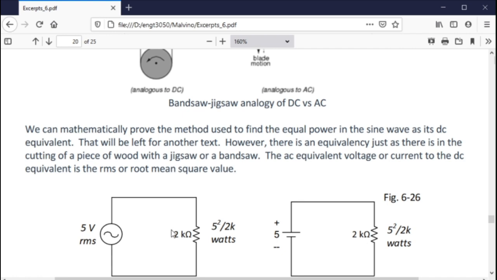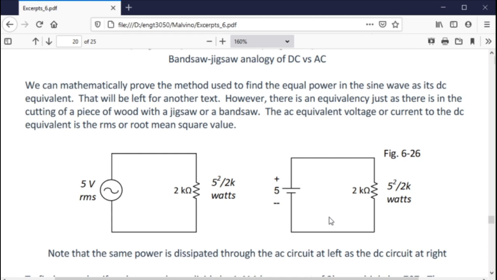Here we are having what? We've got so many cuts that we would have with a DC signal, which would be like the bandsaw, continuous, and here we would have the cuts with the up and down. And there is an equivalent between the two. Well, we're going to discover what that is in a minute.